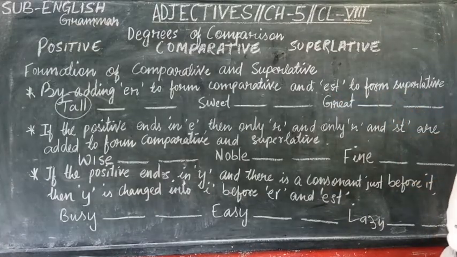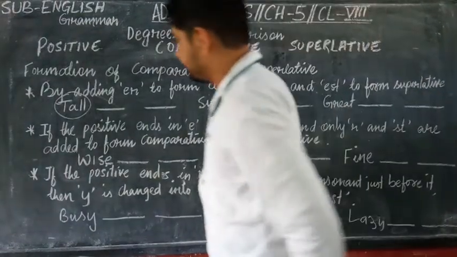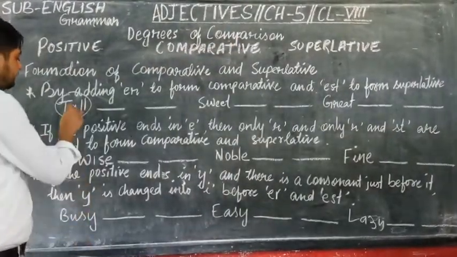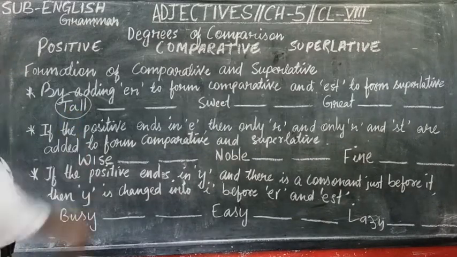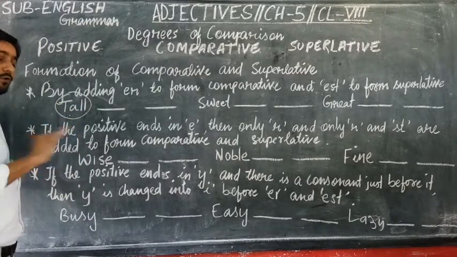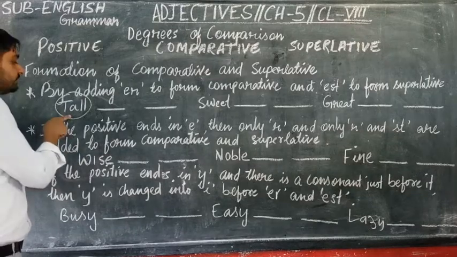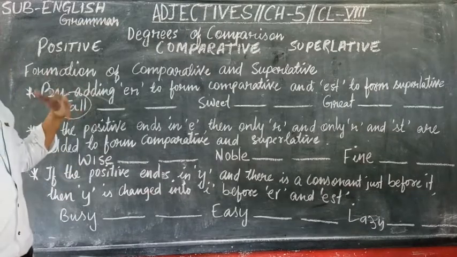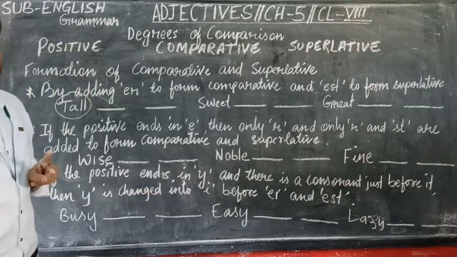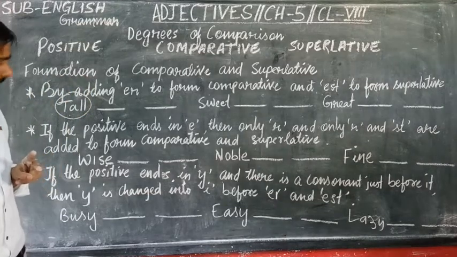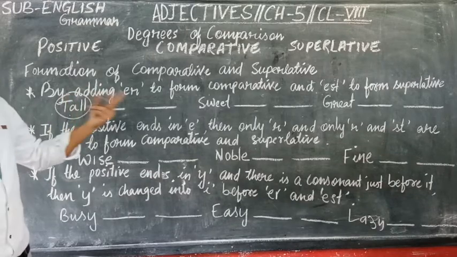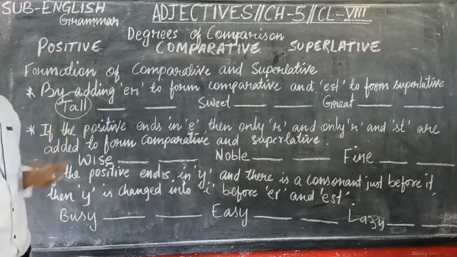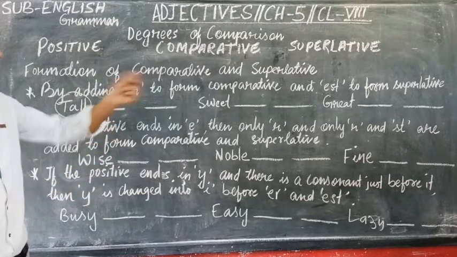So let's take some examples here. Tall is given. This is a positive degree of comparison. When there is no comparison made, then we can use this tall. And if there is comparison between two, then we can use comparative, and when more than two are compared, then superlative.